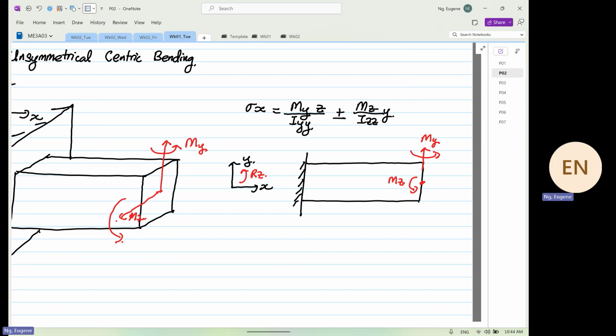So now, if moment about Z, how does the deformation look like? Smiling face or sad face?